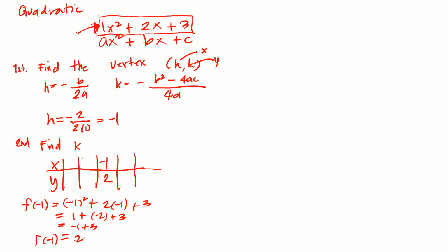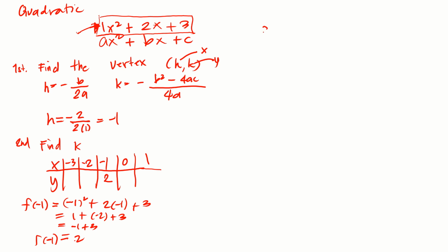So let us assign points to the left and to the right of our vertex. Let's suppose one point to the left of our x is -2, and then another is -3, and here we have 0 and then 1. And then we need to evaluate to find the corresponding value of y for these values of x.